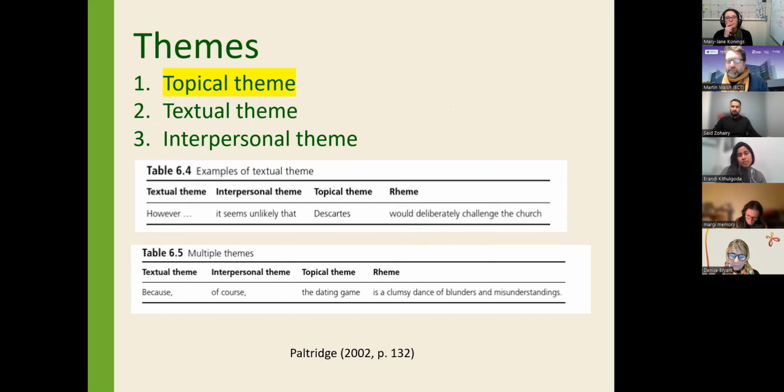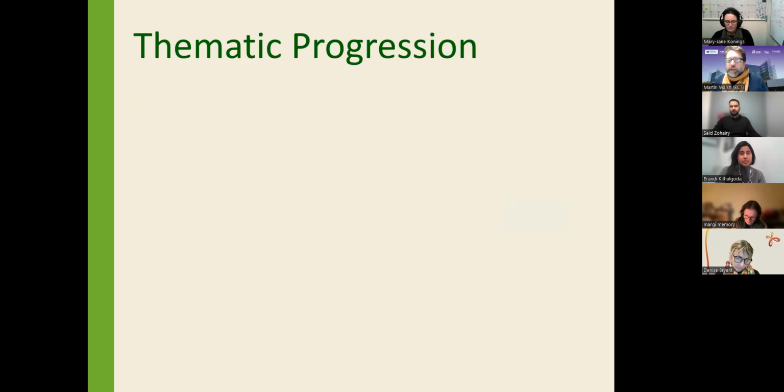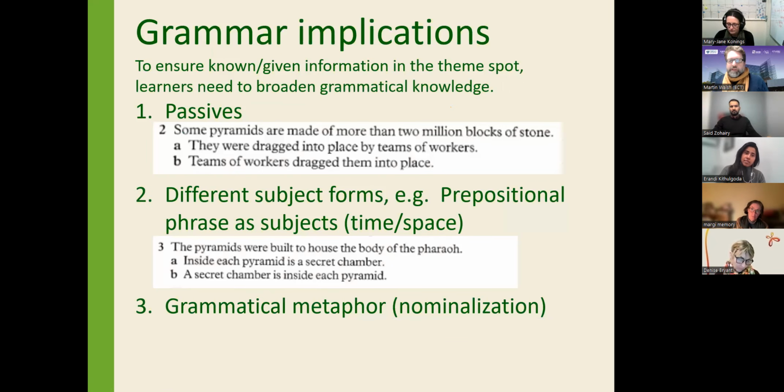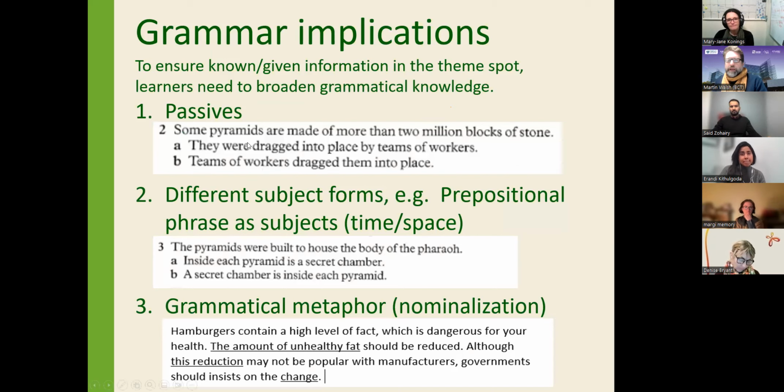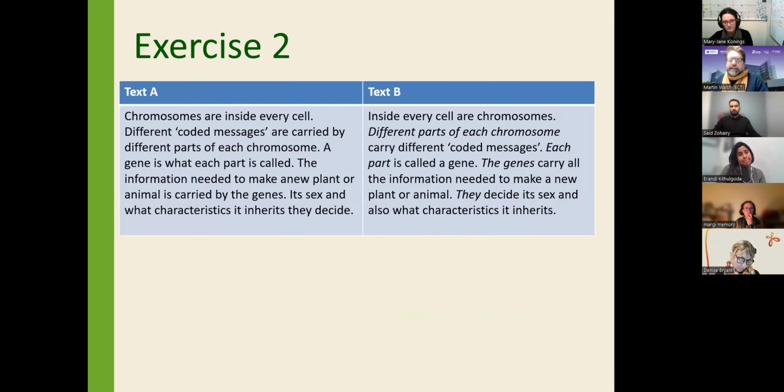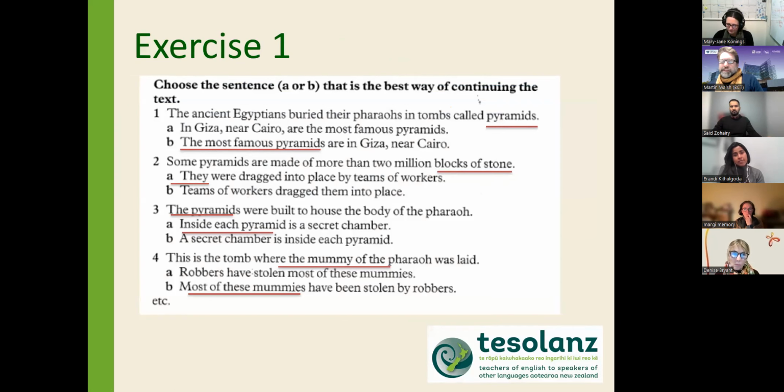The other aspect of theme and rheme, which you've kind of touched upon, is the idea of thematic progression. So the idea of how the themes move through a text. If we go back here, to the first proper example, in all of these examples, at the end of the sentence you have an idea, a concept, like in number one, pyramid. This idea was in the first sentence, new information, but now it's being moved into sentence two at the beginning, the theme position. So it's given information. Sentences one, two and four tend to follow that pattern.